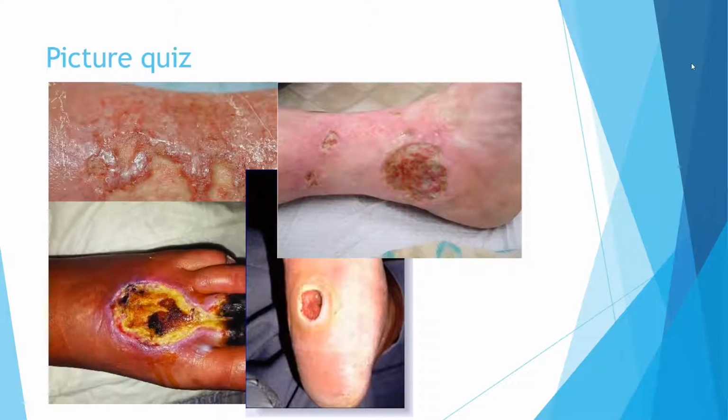This is an ulcer on the dorsum of someone's foot. It's relatively deep with well circumscribed edges, and you can see just distally there are 2 toes that are quite blackened and necrosed. This would be a perfect example of an arterial ulcer.